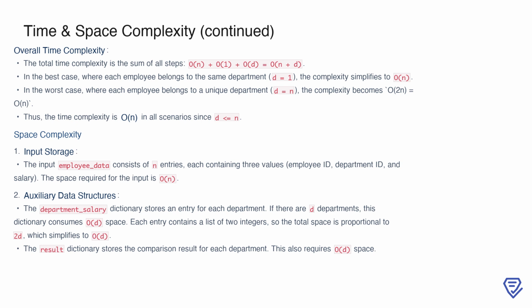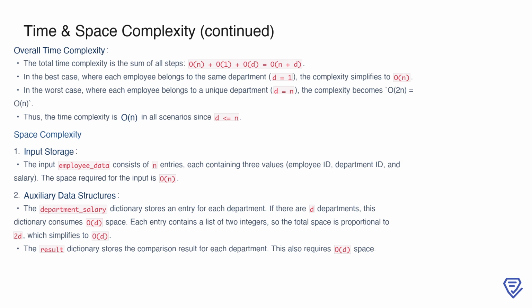Now, when we combine these steps, the overall time complexity becomes O(n) plus O(1) plus O(d). Since constants like O(1) do not affect overall growth, this simplifies to O(n + d). In the best-case scenario, where all employees belong to the same department, d equals 1, and the complexity reduces to O(n). In the worst case, where each employee belongs to a unique department, d equals n, and the complexity becomes O(2n), which simplifies back to O(n).